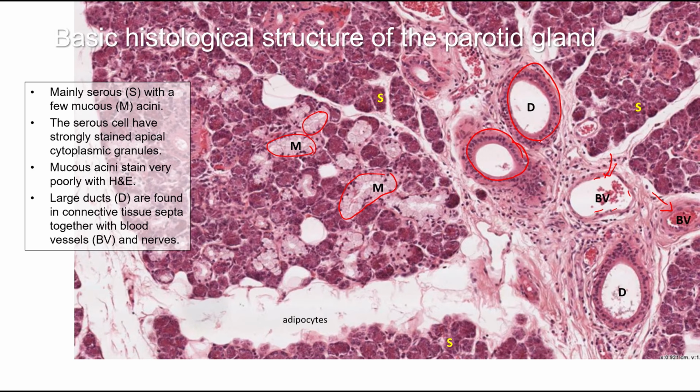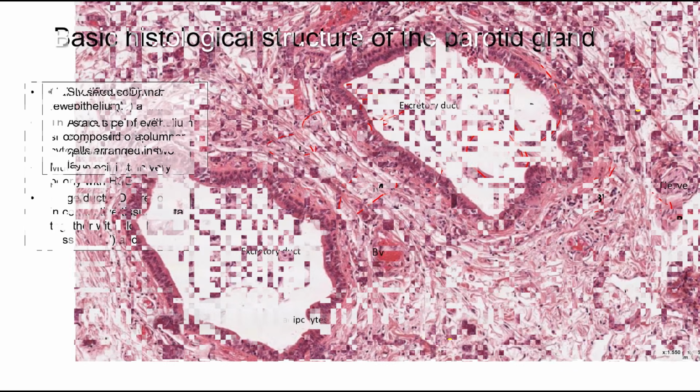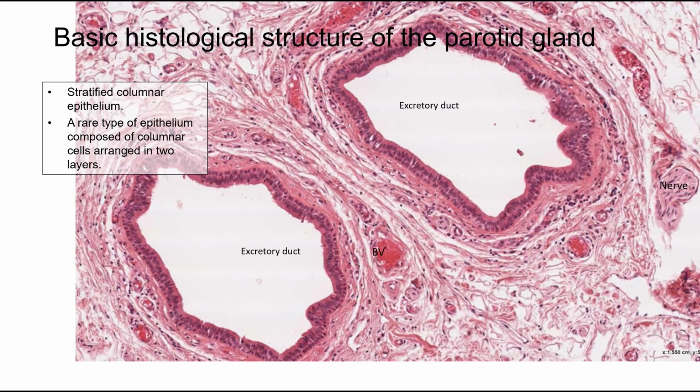And you can see that we have two types of acini. Serous acini, where the cells have a darkly stained cytoplasm, and mucus acini, like this one, which have lightly stained cytoplasm. Some of the acini look like this one. They have a half moon shape here. We call them serous demilunes. So mucus acini with serous demilunes, or seromucus acini. This is a larger duct in the gland, and you can see the lining. It is stratified columnar epithelium. This is a rare type of epithelium, only present in large ducts. For example, the duct of the parotid gland and the duct of the pancreas.